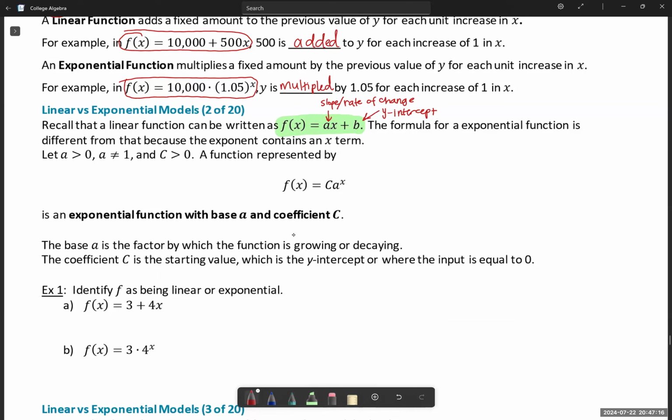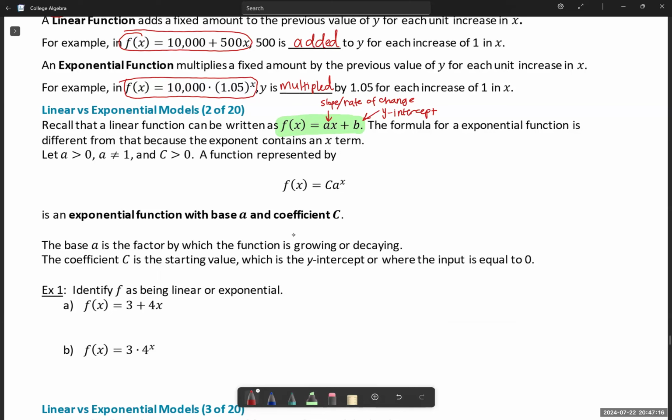The formula for exponential is different because the exponent contains the x term. That's why it's called exponential. And this function is this: you have a c value, which is the coefficient, and then the a value, which I like to call the growth rate. It's kind of like slope, but it's the growth rate. And notice that the exponent is where your x is.